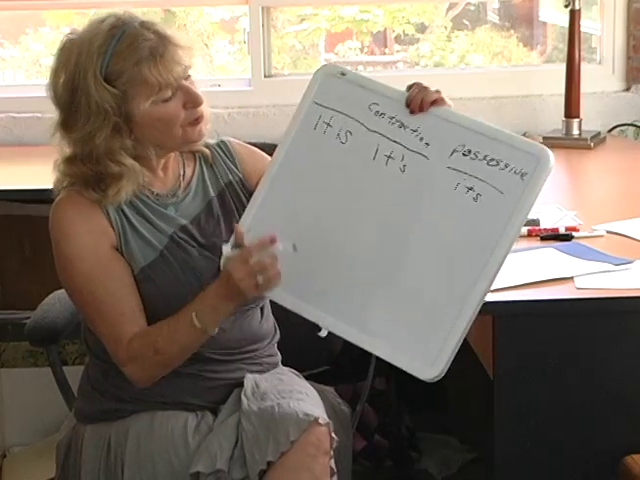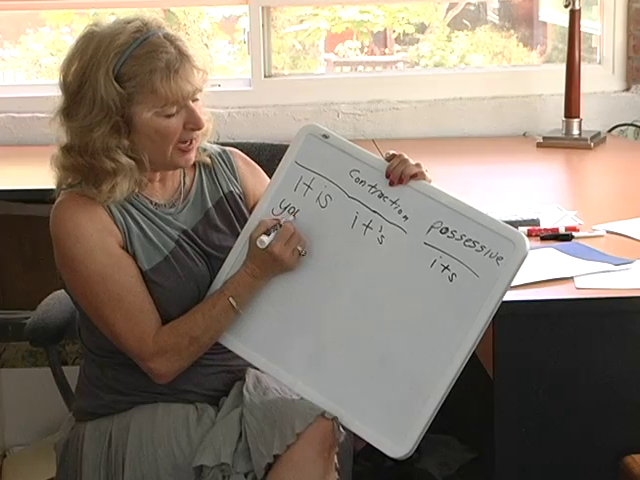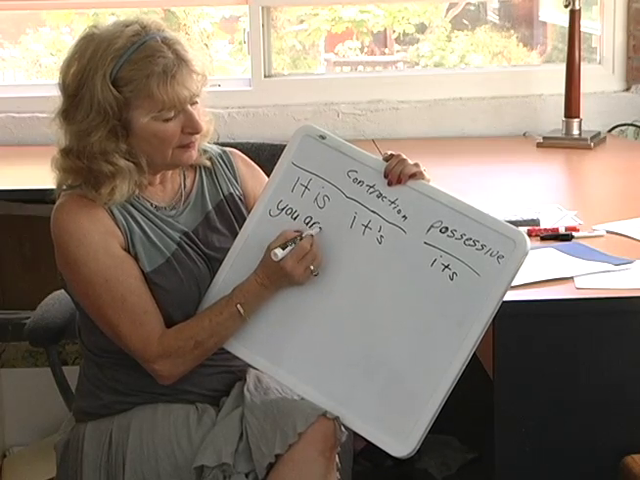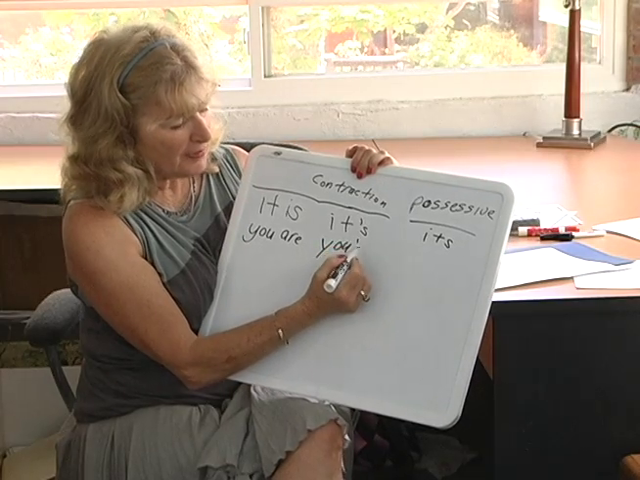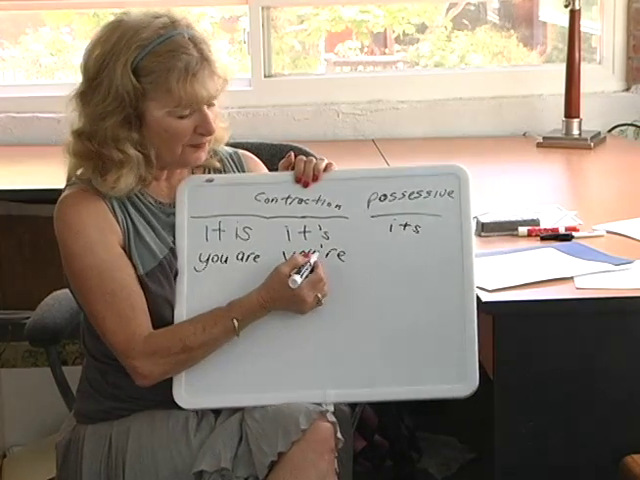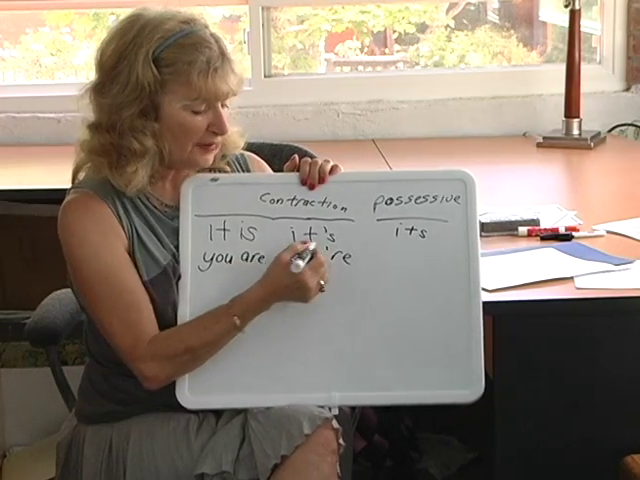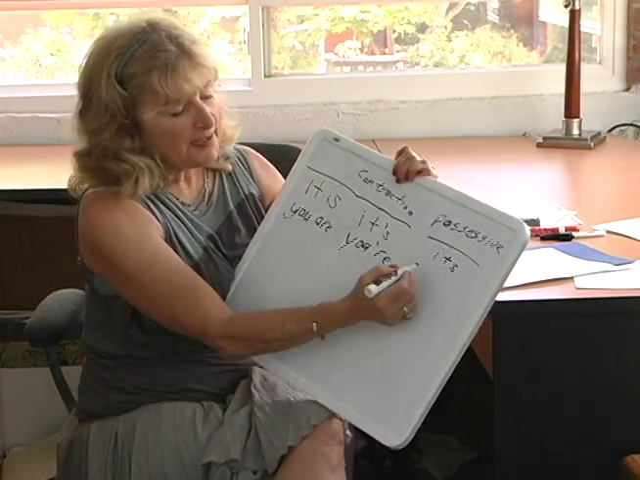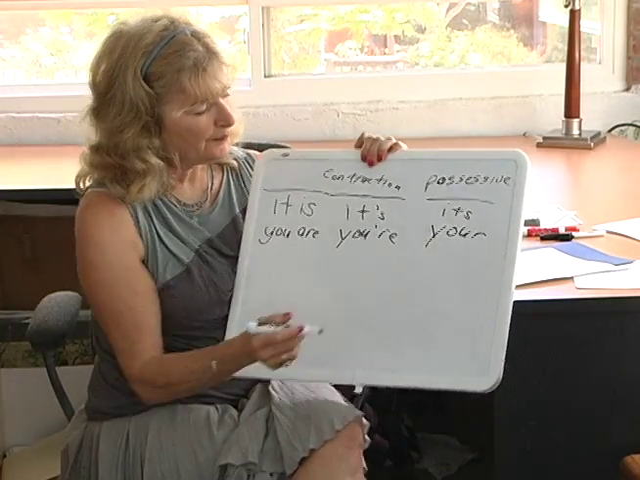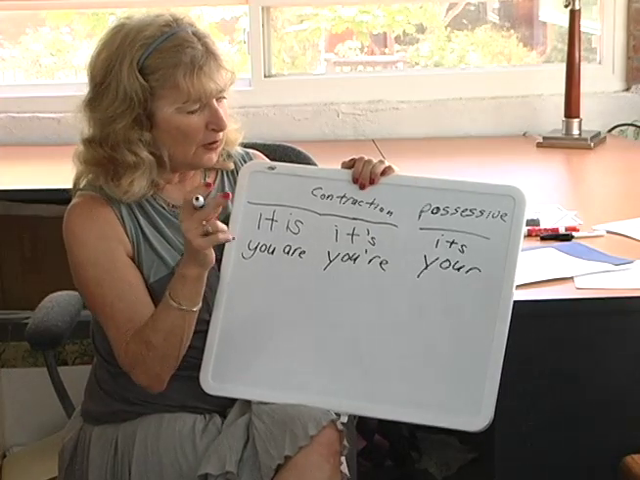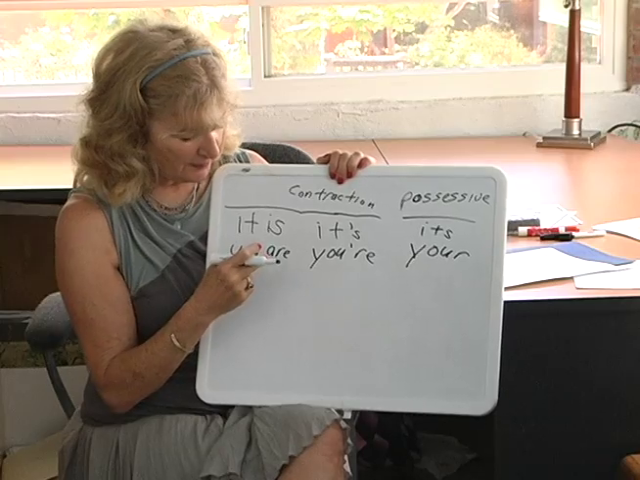your. So if you were spelling the contraction for you are, that would be Y-O-U apostrophe R-E, and the apostrophe again stands for the missing A, Y-O-U apostrophe R-E. The possessive is Y-O-U-R.